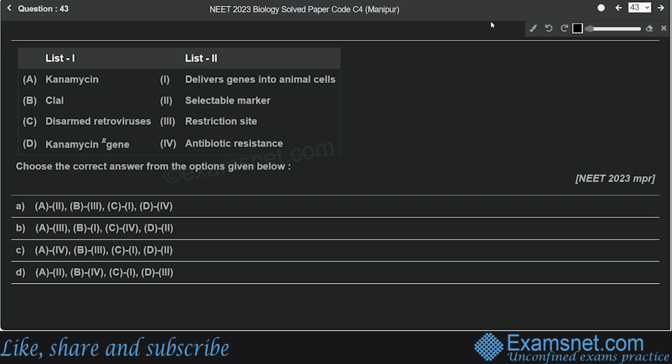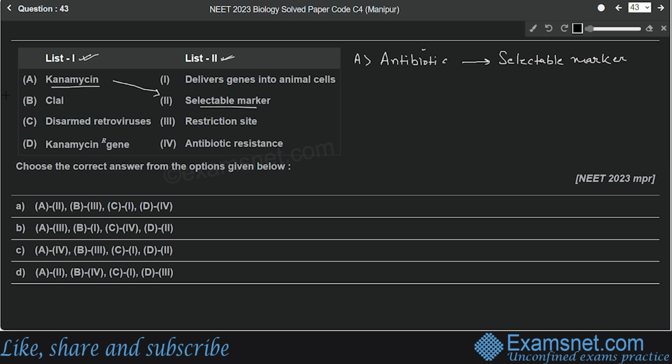Question number 43 is from the chapter Biotechnology Principles and Processes, and here we have to match list 1 and list 2. Okay, so the first thing mentioned in list 1 is kanamycin. So what is kanamycin? It is an antibiotic. Kanamycin is an antibiotic, and a resistance gene for this antibiotic is often used as a selectable marker in genetic engineering. So the correct match for the first one will be number 2 in list 2.